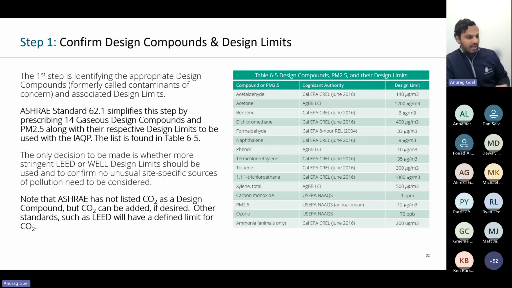As I mentioned earlier, step 1 in the IAQP process is to develop a list of contaminants and their limits. This is Table 6-5 from Standard 62.1. It is an example of the contaminants that we need to design for in commercial buildings and what those design limits are. This is a really nice table because it allows us to level the playing field for how we solve for indoor air quality in a commercial space.